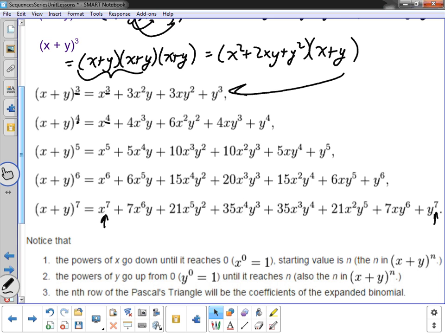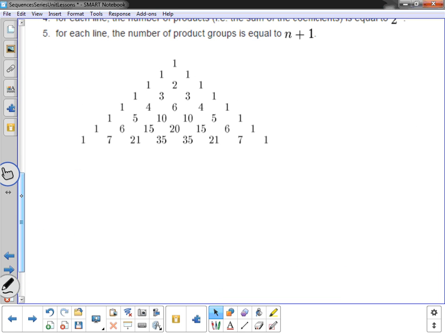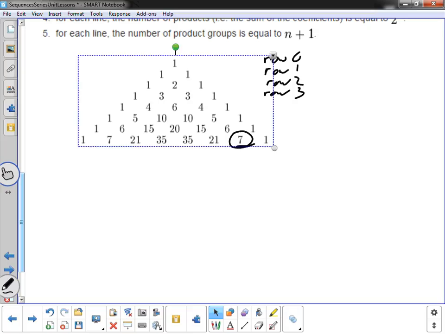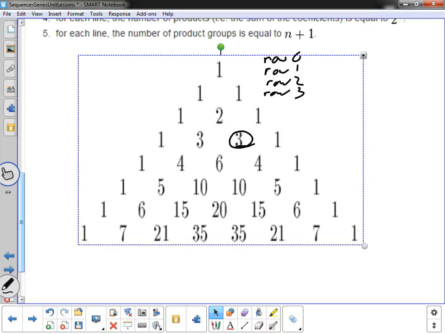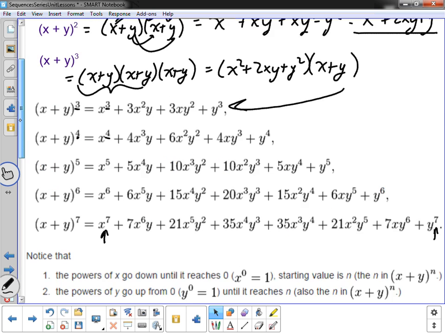Huh? What does that mean? That means if I look at Pascal's triangle right here, this is row 0, row 1, row 2, row 3. I just have to find where this number is. If that's the exponent, that row is going to give me the coefficients in a fashion that I could use. Take a look at how these numbers look when we look back up here.